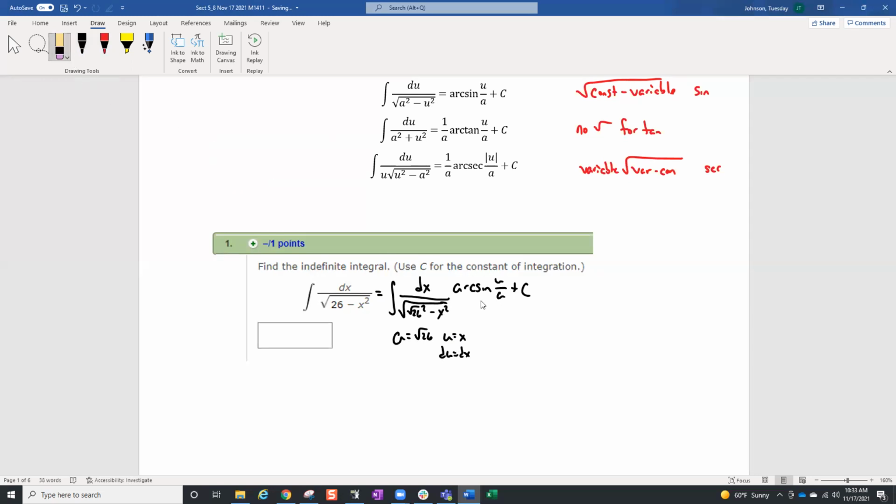I don't know why I wrote this in the worst place possible. Using our formula here, we see that this will equal the arc sine of u, which is x, over a, square root of 26, plus c. Arc sine is the only one of the 3 inverse trig functions that does not have a 1 over a coefficient. So it doesn't involve the a anywhere other than inside the argument. And that's it. That's the end of this answer. So this section is a lot of identifying what's my a, what's my u.